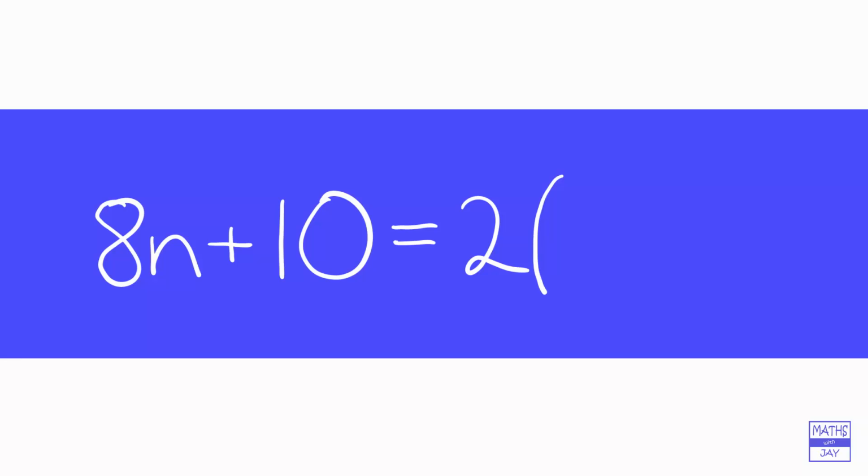So we open a bracket, and inside the bracket we need to have, well, 2 goes into 8 4 times, and we need an n there as well, so 2 times 4n will give us 8n. And then to get the 10 we just need to add on 5. And we can check that when we multiply out the bracket we get 8n plus 10, because 2 times 4n is 8n and 2 times 5 is 10. Right, next one.